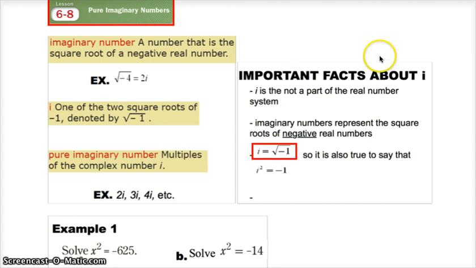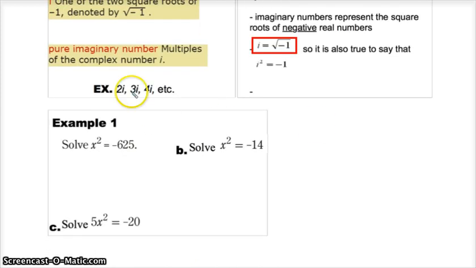In example number 1, I'm going to take the square root of -625. When I do so, I know that the square root of 625 is 25, and I attach the i to it. Just like real numbers, there is a positive and a negative solution.